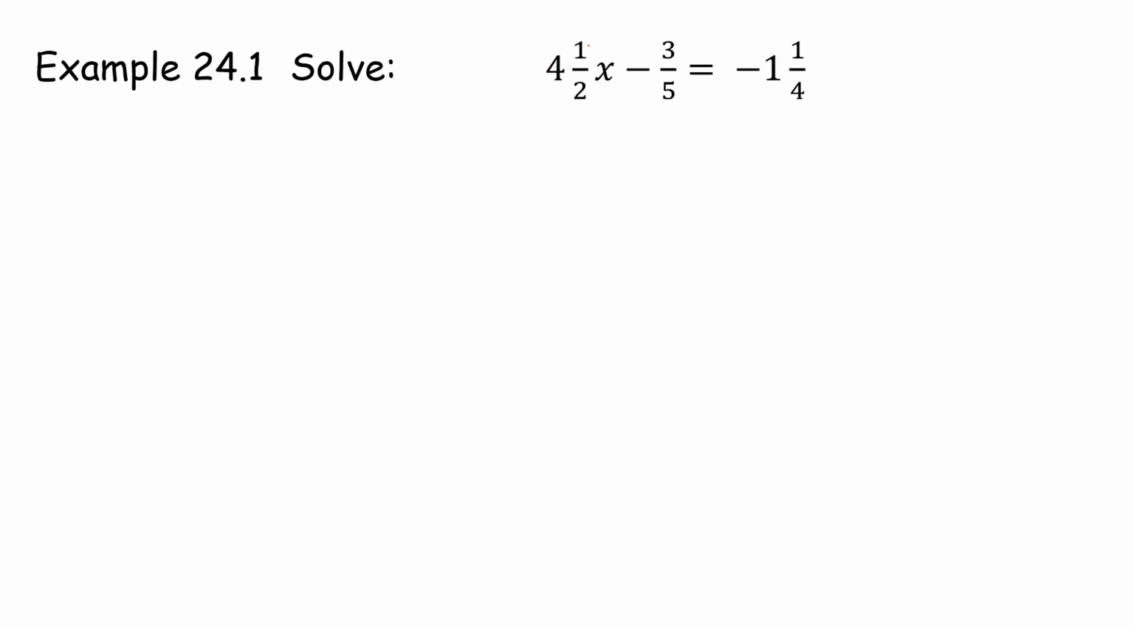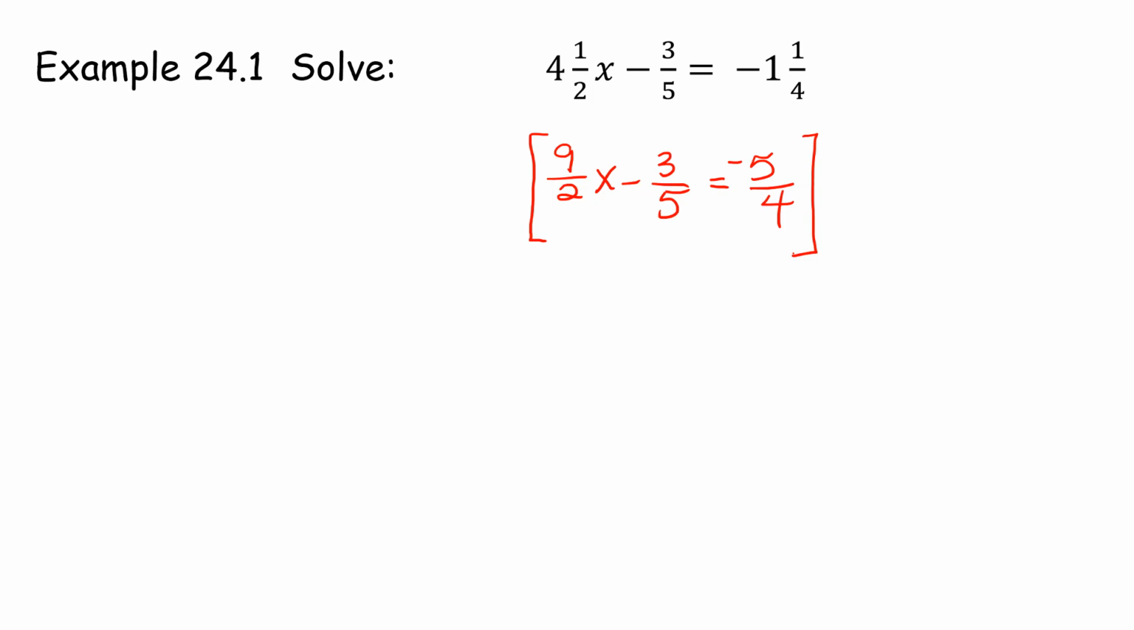So 2 times 4 is 8, plus 1 is 9. So 9 halves x minus 3/5 equals, and then 4 times 1 plus 1 is 5. So negative 5/4 is on the right side. Now, it's better to solve an equation with whole numbers than with fractions. And since you're going to have to get a common denominator anyway to do this problem, it would be best to just multiply the whole equation through by the common denominator and make all the fractions go away.